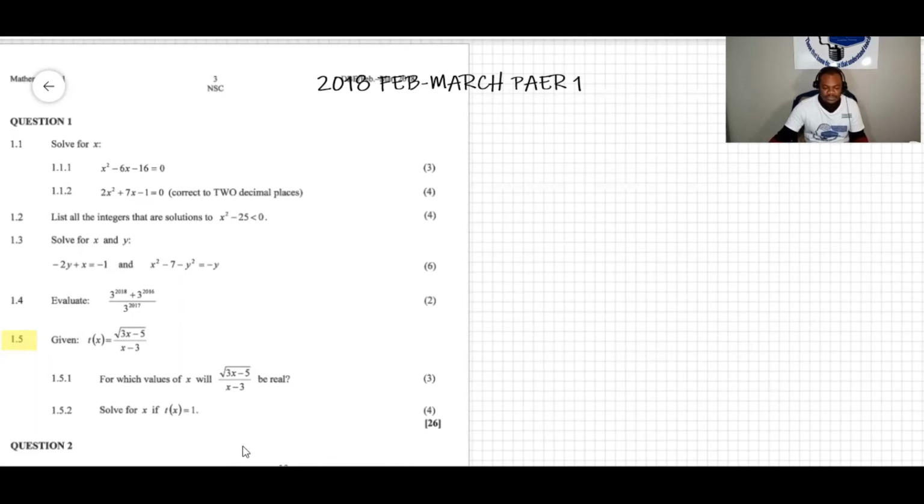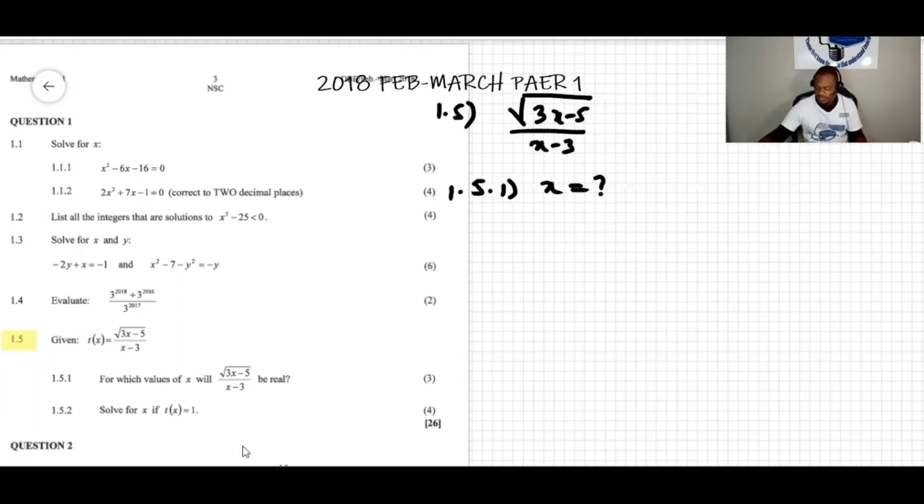I'm going to write the question here. We have question 1.5: given the square root of 3x minus 5 all over x minus 3. Now we can just work on question 1.5.1. We want the values of x for which the expression is real.